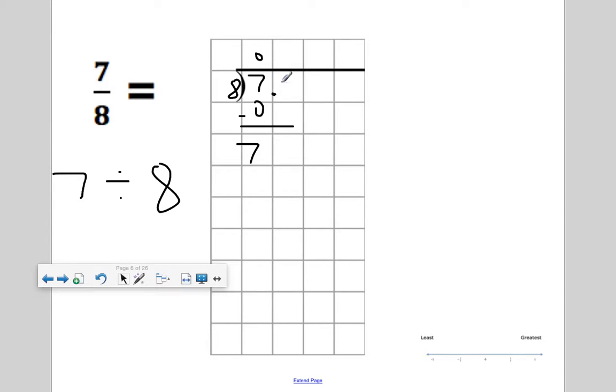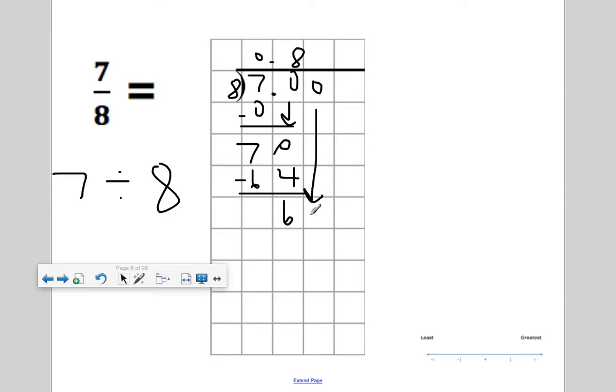How can I rewrite 7 without changing its value? Add a 0. How many groups of 8 go into 70? 8 groups. 8, 16, 24, 32, 40, 48, 56, and 64. Sometimes I don't really memorize my multiplication, I just count through multiples. 70 minus 64 is 6. Get rid of that 6 remainder.